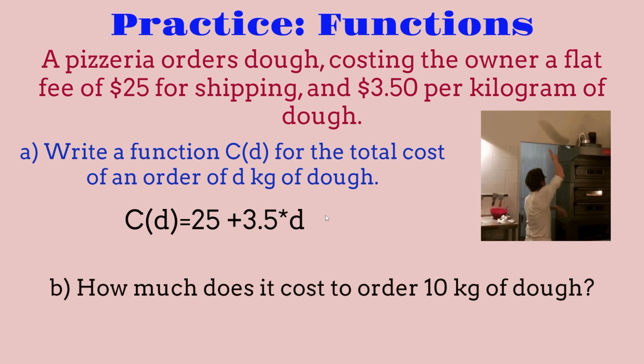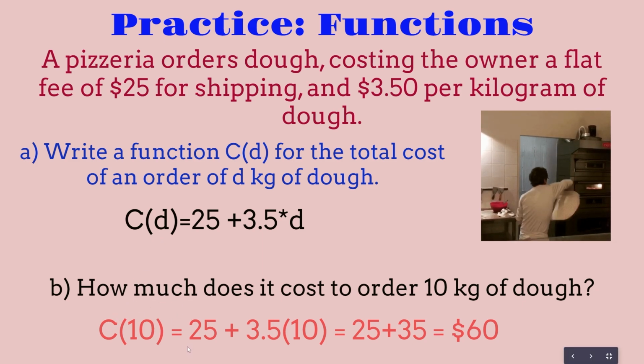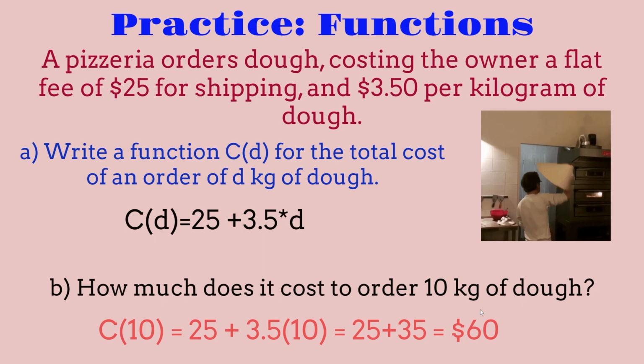And now for the second part, how much does it cost to order 10 kg of dough? In order to do that, all we have to do is replace D with 10. So C of 10 is equal to 25 plus 3.5 times 10. If we simplify this, 3.5 times 10 is equal to 35, plus 25 gives us $60. So for 10 kilograms of dough, it's going to cost a total of $60.